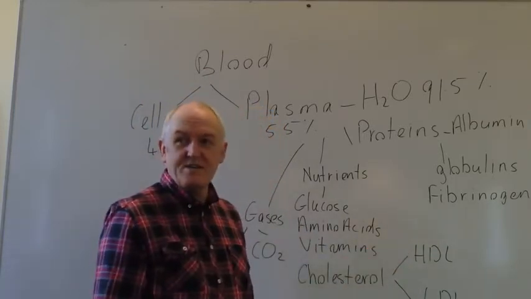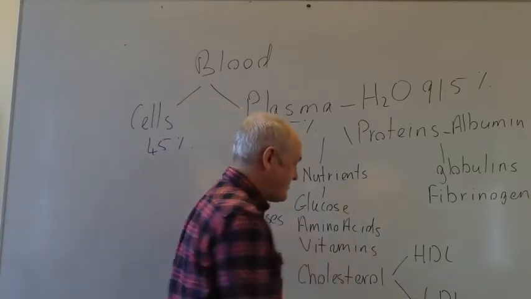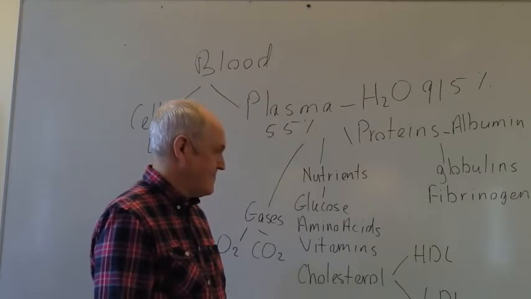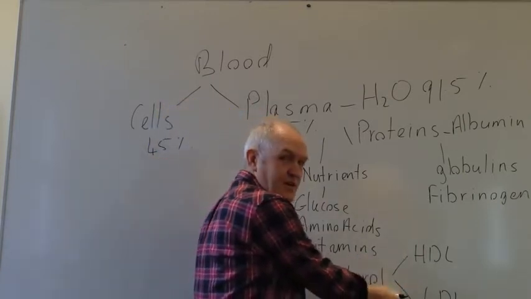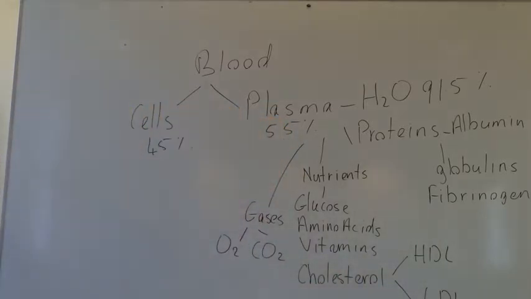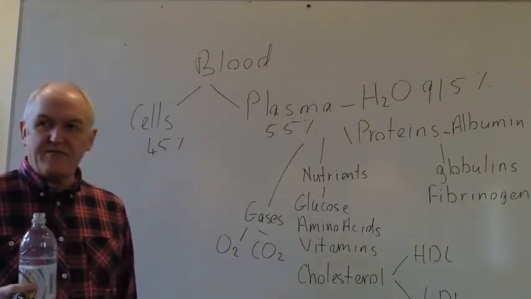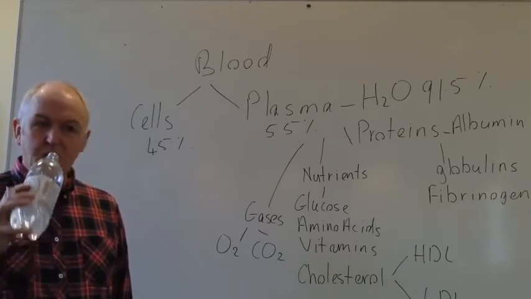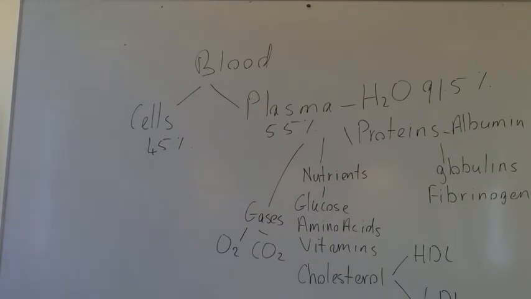HDL is the good one. H for helpful, H for healthy. LDL is the bad one. So this one tends to clean your arteries up, and this one tends to clog your arteries up. HDL moves fat from the blood to the liver, which is good. But LDL takes fat from the liver and other places and dumps it in the blood. And we end up with too much.